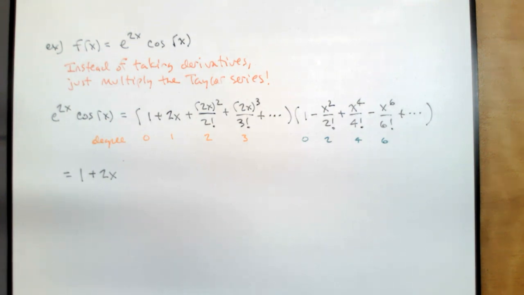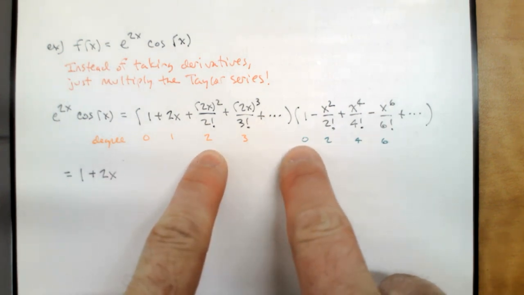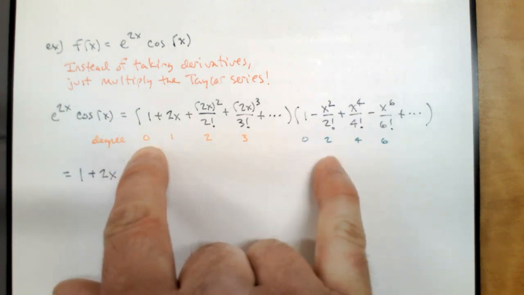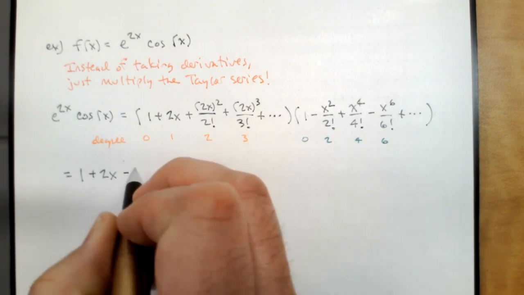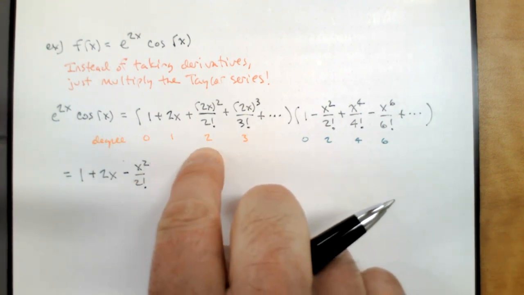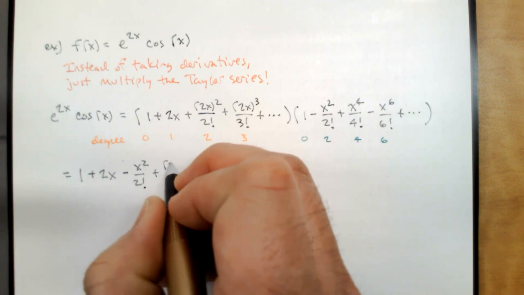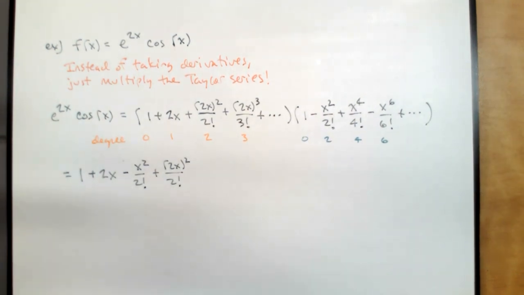If we look at degree two terms, the only way we're going to get a degree two term is a zero and the two, or the two and the zero. Everything else will be higher degree. So the only terms that we're going to get for degree 2 are going to be 1 times minus x squared over 2 factorial, and then the 2x squared over 2 factorial times the 1. So here's our degree zero term.